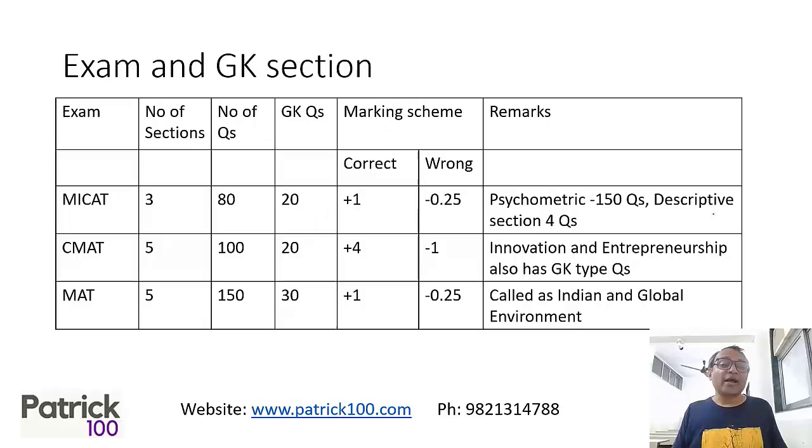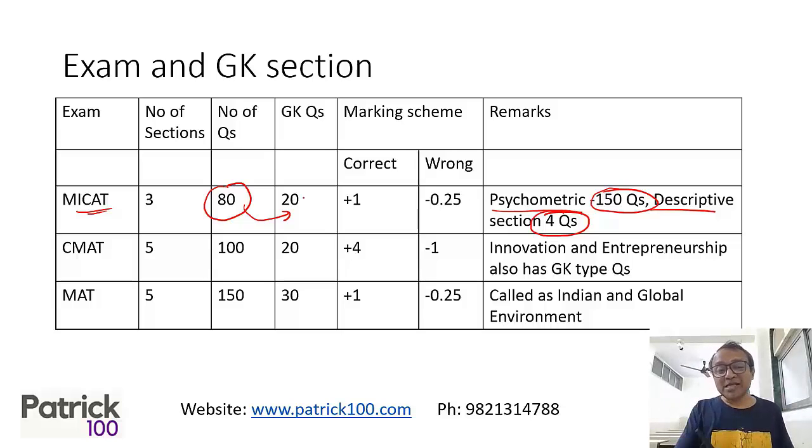For other exams like MICAT, they have 3 parts of the paper. One is the psychometric test part, one is the descriptive part, and the third is the aptitude test. The psychometric part has 150 questions, the descriptive section has 4 questions, where you write the answers down. And then there is the aptitude section of 80 questions, in which there are 20 questions of GK. So that is where MICAT is concerned.